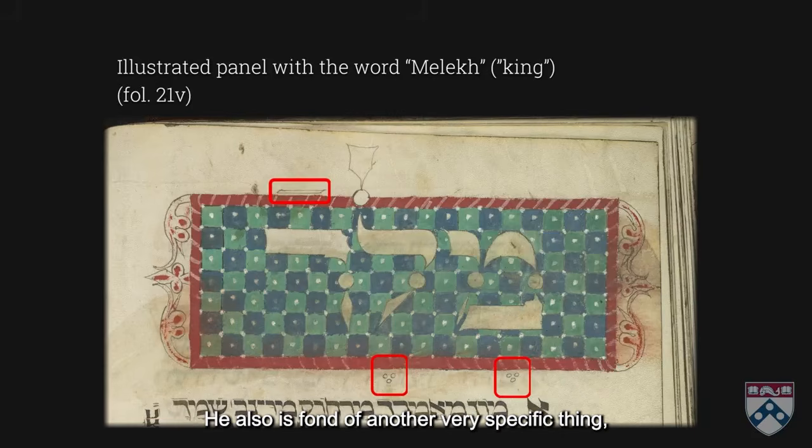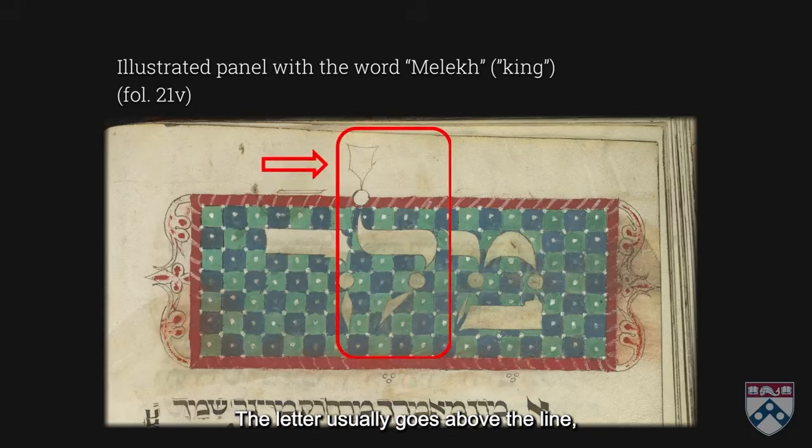He also is fond of another very specific thing, and that happens in both parts of the manuscript. The second scribe picks it up from what the first one does, and that is a very tall lamed. The letter usually goes above the line, but in this manuscript it actually goes way above the line. It's taller and it's growing out of the panel in this case.